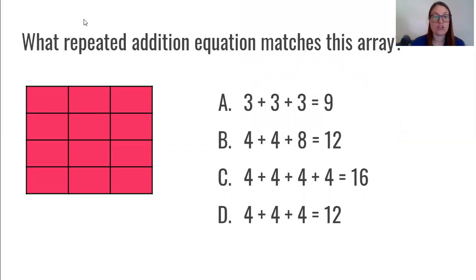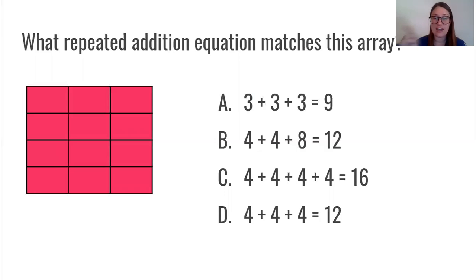What repeated addition equation matches this array? Okay, so we're looking over here. We're just going to go down the row, A, B, C, D, to figure it out. This one says 3 plus 3 plus 3 equals 9. So we could be talking about rows or columns. So 1, 2, 3, 4. Well, it can't be the columns because there's 4 in a column. Maybe rows? Okay, so 1, 2, 3. Oh, that looks good. 1, 2, 3. 1, 2, 3. 1, 2, 3.